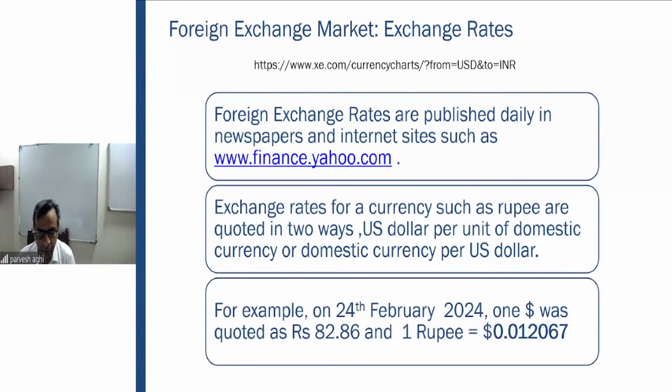So let's understand that. For example, yesterday when I saw the screen on 24th of February 2024, $1 was quoting at 82.86. Normally, Indians will look at 82.86. Suppose I want to buy a dollar, I have to pay 82 rupees 86 paisa to buy $1. Now it can also be quoted as 1 rupee is equal to 0.012067 dollar. How has this been arrived at? By taking 1 divided by 82.86. So this is the reciprocal of the first quote.